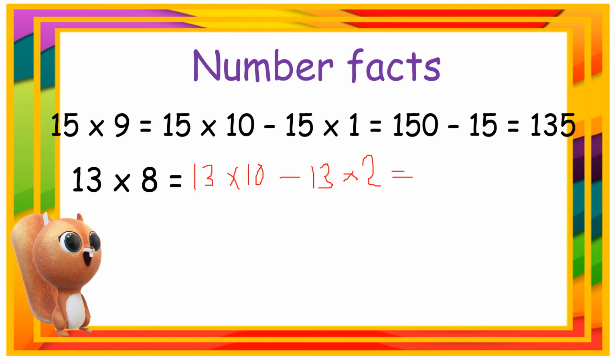Just simply add 0 at the end of 13, and that is 130. So 130 minus, what is 13 times 2? I know that 2 times 3 is 6, and 2 times 1 is 2. So 13 multiplied by 2 is 26.